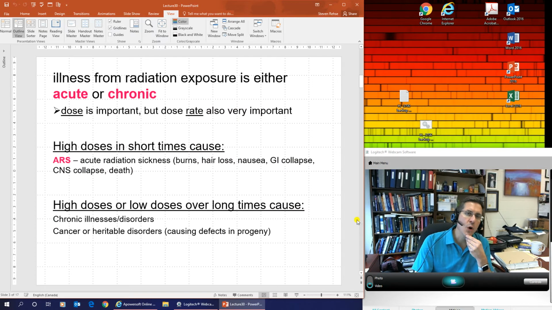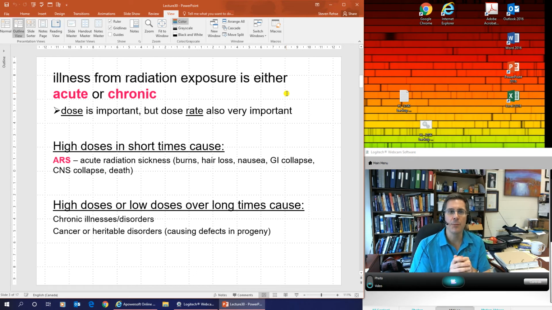So if you get sick from radiation exposure, the type of illnesses you will manifest, or that a patient would manifest if you're treating a patient, can be grouped into one of two categories. They're either acute or they're chronic. And whether you get an acute or chronic illness depends kind of upon two things. The dose is important, sure.